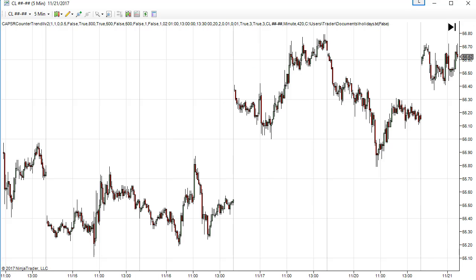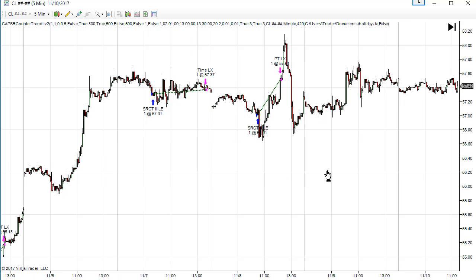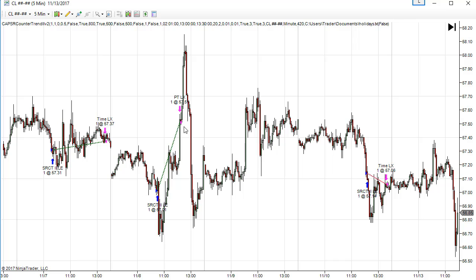Let's go back. It's a low frequency strategy, so it doesn't trade all the time. And so you see some of the most recent trades here. In crude oil, you get a profitable trade, and then a losing trade. It's a day trade strategy. So that's SR counter trend 2 crude oil.